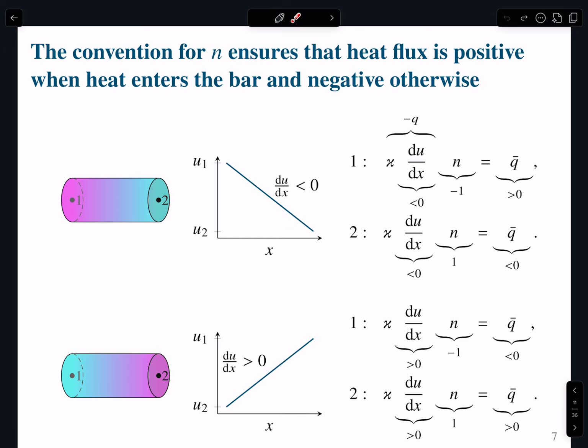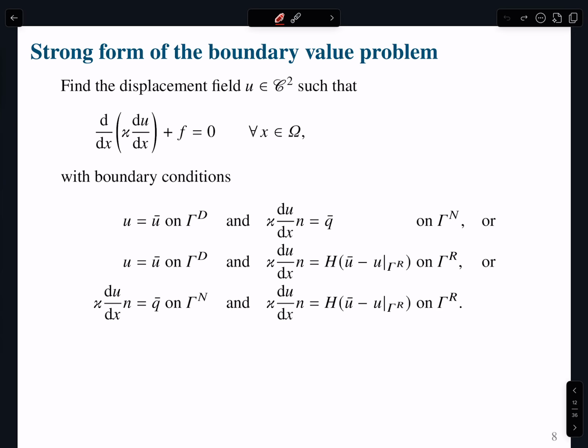We do the same here for the other case where my gradient now is positive. Here my gradient is negative, but it's essentially the same thing. And so we are choosing that value of n to ensure that we comply with our convention, that, again, heat enters the bar when the heat flux is positive. Okay? All right, now we are ready to set our boundary value problem.